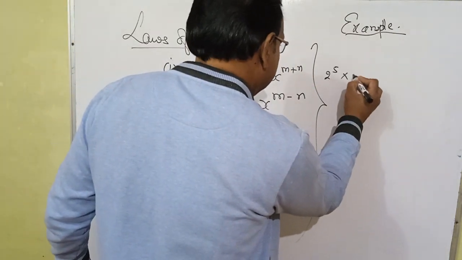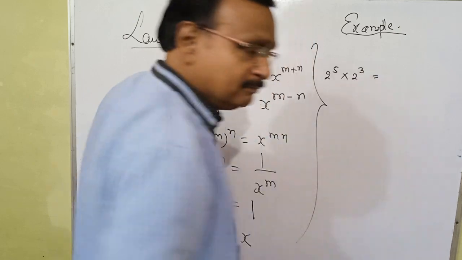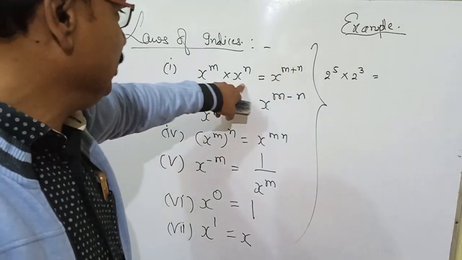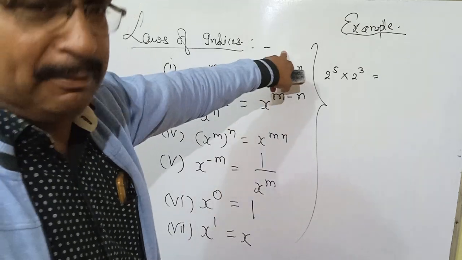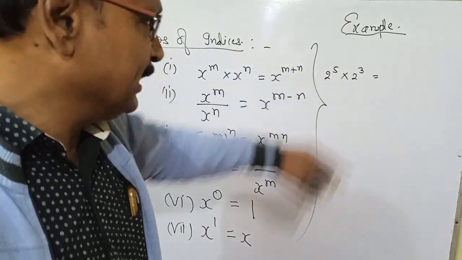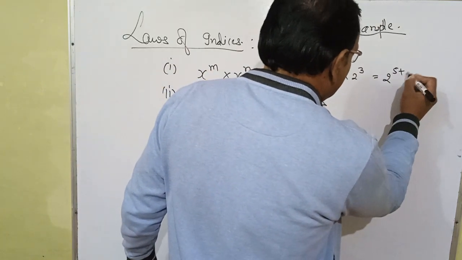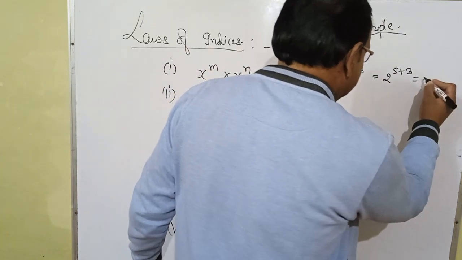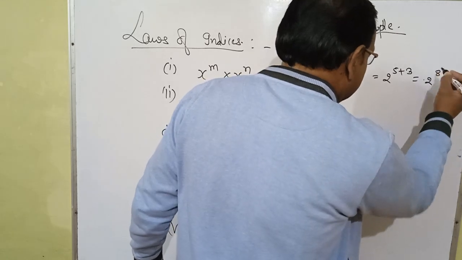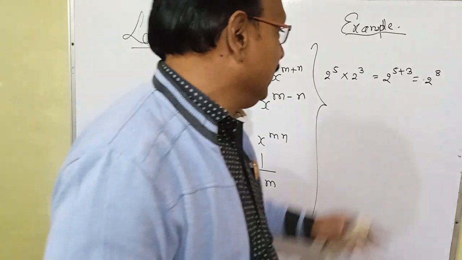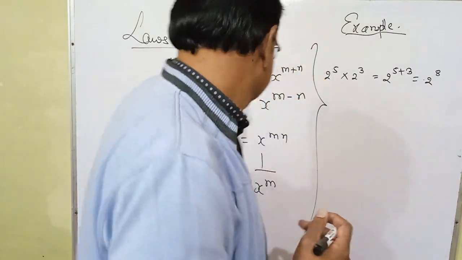2 to the power 5 into 2 to the power 3. According to this law of indices, x to the power m into x to the power n is equal to x to the power m plus n. We can easily write this as 2 to the power 5 plus 3, or we say 2 to the power 8, or 2 raised to the power 8.